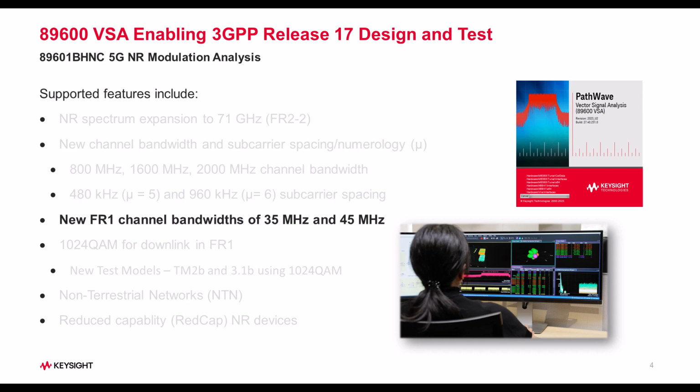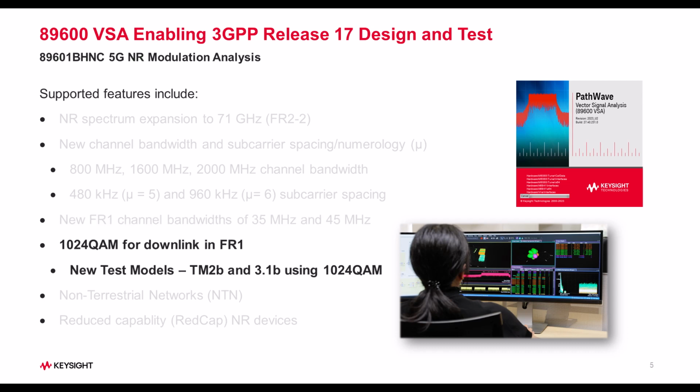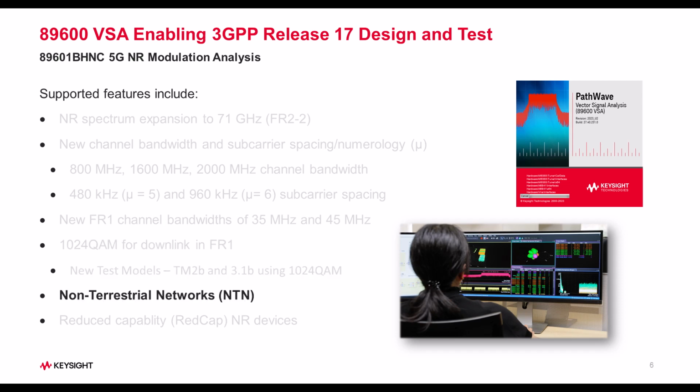For FR1, enhancements include new channel bandwidths of 35 and 45 MHz for both uplink and downlink, and 1024 QAM modulation for downlink transmission. Release 17 introduces a non-terrestrial network, or NTN, to enable 5GNR-based satellite access. One of the main challenges is Doppler shift.